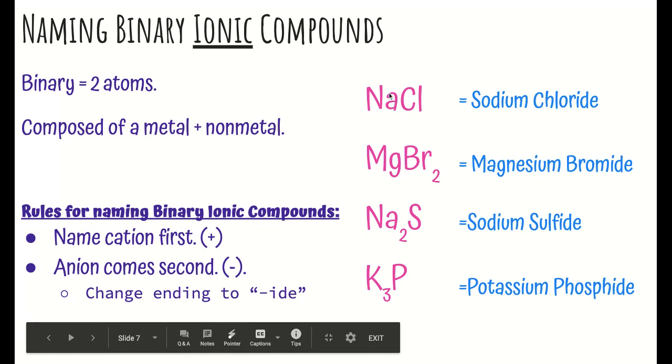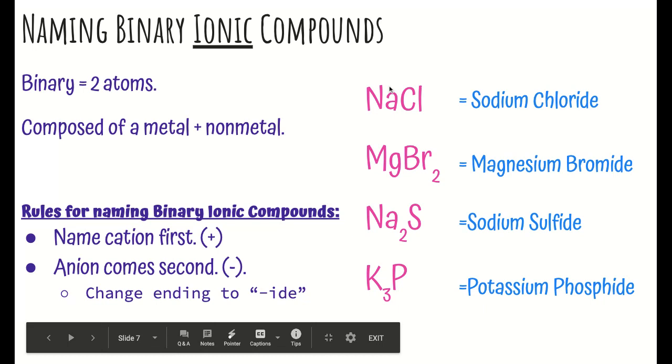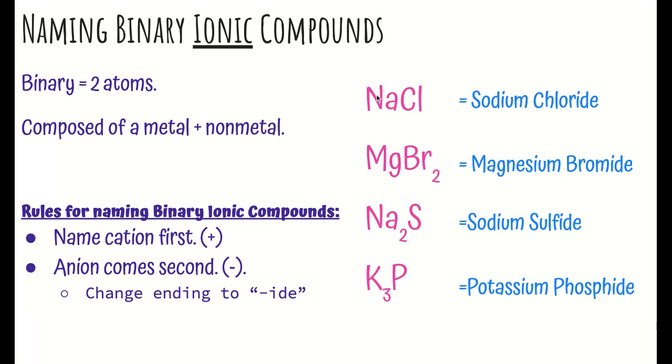Okay, so the first element listed does not get changed. The second element listed will end in IDE. And if you're writing these and you're not sure which element would go first, you're really just going to go in the order of the formula. But if you were starting from scratch and trying to arrange them yourself, you would always name the cation first. The positive one always goes first, and the anion comes second. So the metal is listed first, and the non-metal is always listed second.